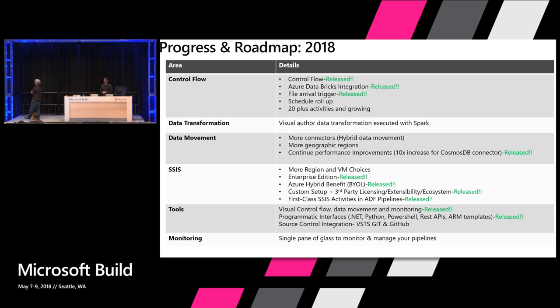Then data movement, we continue to add more connectors to the data movement piece. So the hybrid connectivity piece continues to grow. We continue to add more regions. We are in 20+ regions today, and we will continue to go wherever Azure goes. We will also continue to work on increasing the performance of existing connectors. I showed you one example today with Cosmos DB, where we have increased the performance 10 times. And just like that, based on customer requirement, based on the needs from our partners or developers like you, we'll continue to increase the throughput of the existing connectors as well.